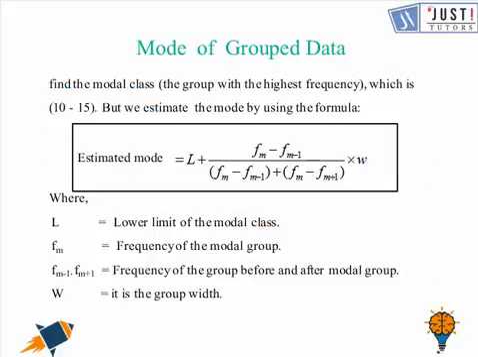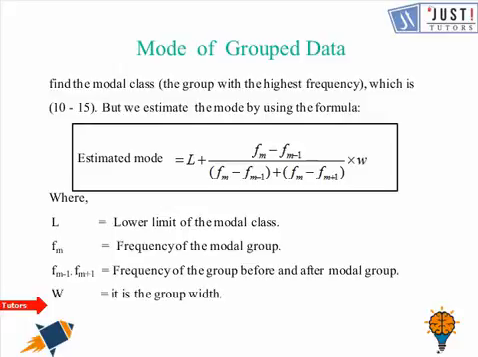Now, to calculate the mode, we have a formula which says L plus Fm minus Fm minus 1, divided by Fm minus Fm minus 1 plus Fm minus Fm plus 1, and we'll be multiplying that by W. Let us learn about these initials. L stands for the lower limit of the modal class, Fm stands for the frequency of the modal class, Fm minus 1 and Fm plus 1 stand for the frequency of the group before and after the modal class respectively, and W is the group width.